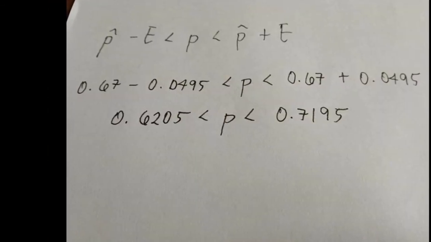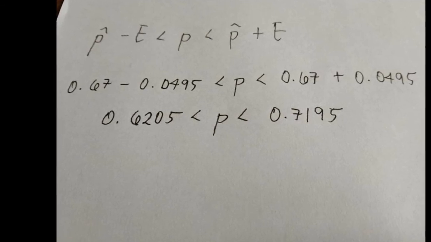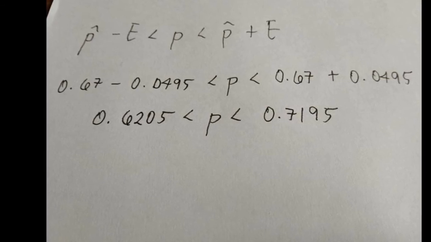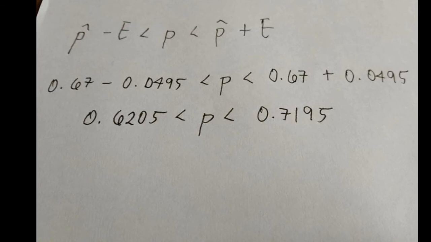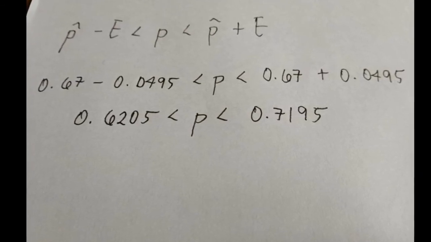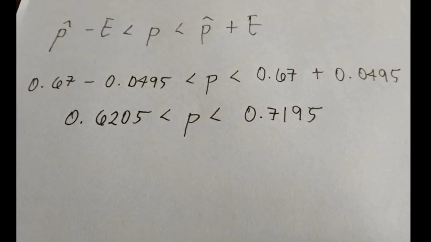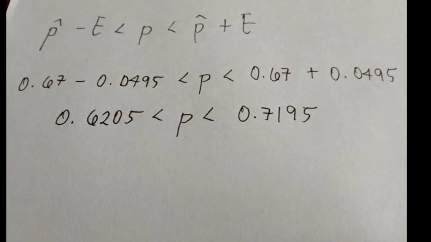Now we will find the confidence interval. The formula is p hat minus e is less than p is less than p hat plus e. Substitute the values and solve. Then we will come up with 0.6205 is less than p is less than 0.7195. Let's convert the decimals into percentages, and this will become 62.05% is less than p is less than 71.95%.